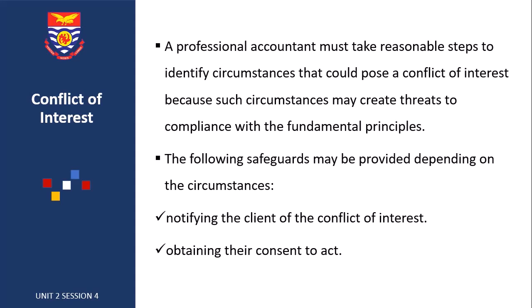So as such, the professional accountant must take reasonable steps to identify circumstances that could pose a conflict of interest, because such a threat may create non-compliance with the fundamental principles. The safeguards to be looked at, depending upon the circumstances, are notifying the client of the conflict of interest and then obtaining their consent to act. So these are two of the safeguards in case there is a conflict of interest. Notify the party and then obtain their consent before you act.